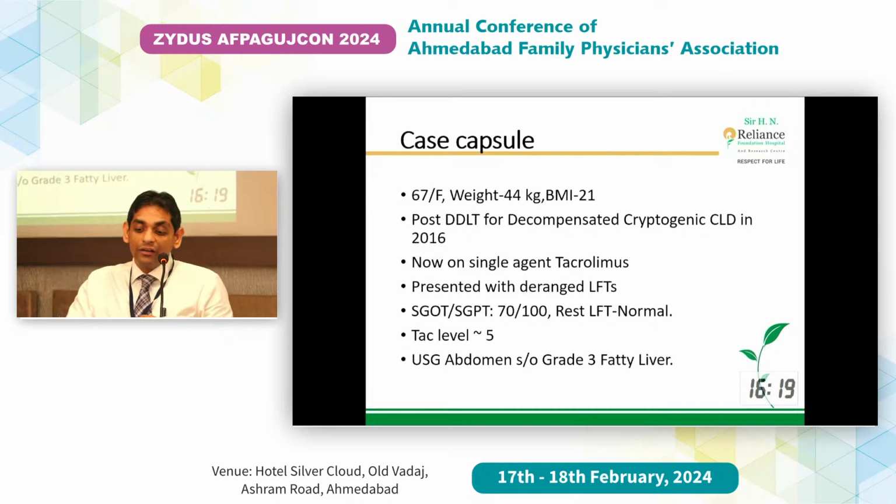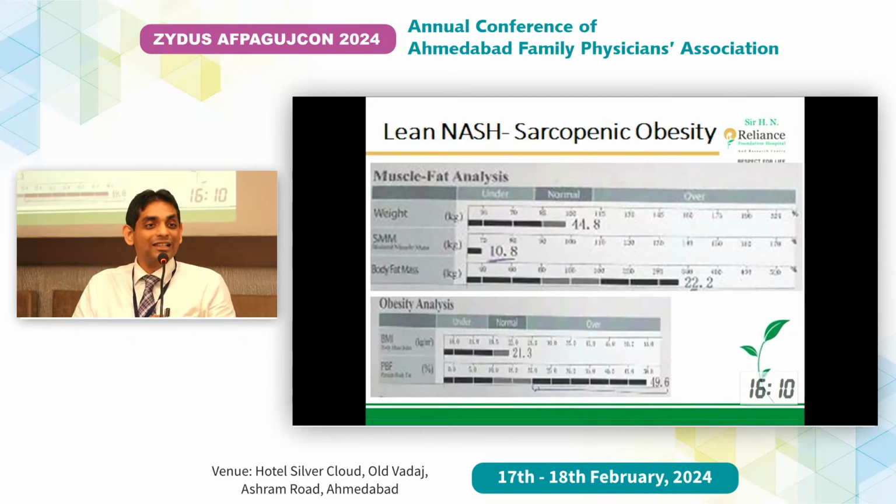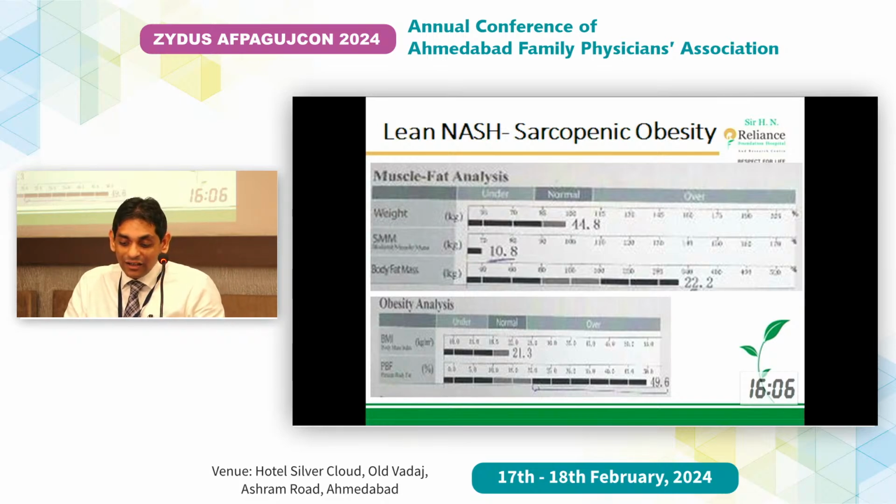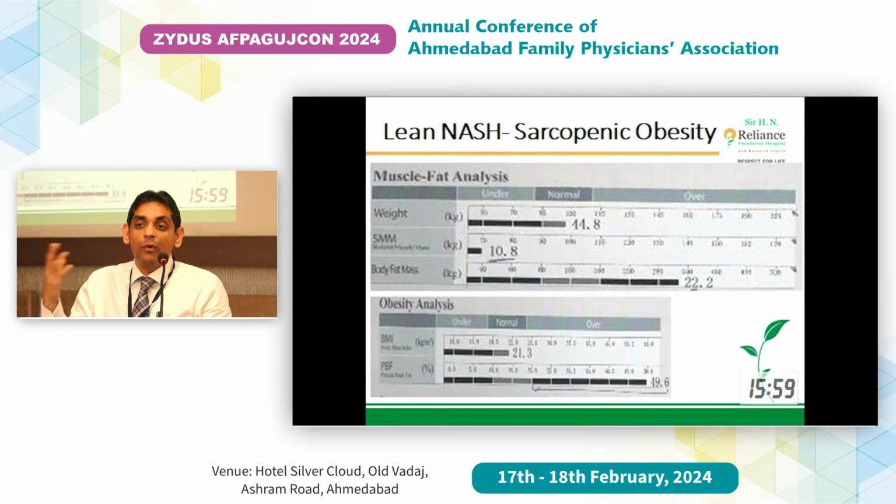Her sonography showed grade 3 fatty liver. Mind you, BMI is 21, weight is 44. So this is exactly what we will be seeing now, and we call this lean NASH. When we did this body impedance analysis, we realized that the person's body fat was very significant. Though she weighed 44 kilos, around half of her body was just fat. Though she was lean and thin, there was a lot of visceral obesity.